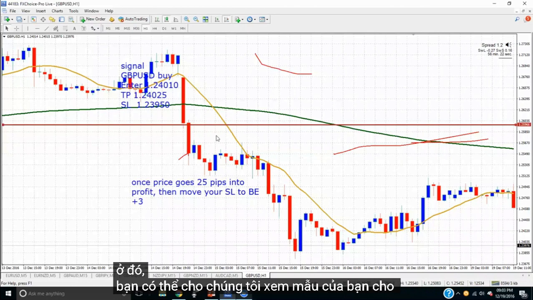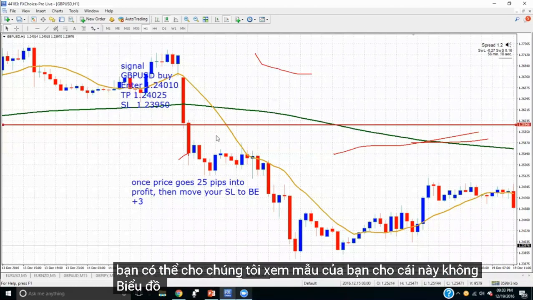Can you show us your template for this chart? I'm not sure what template.